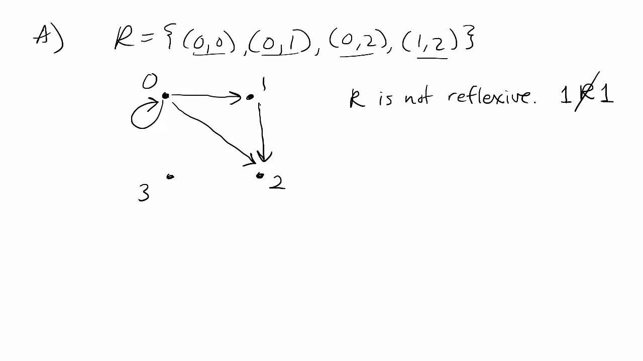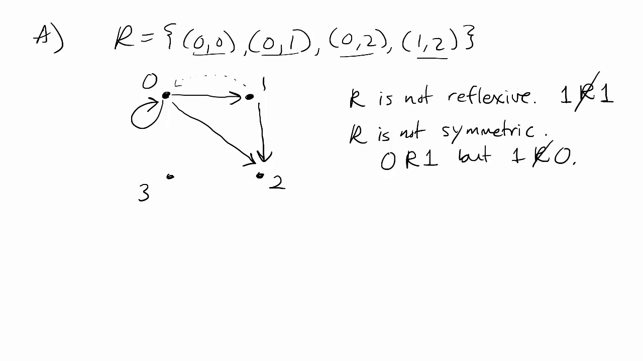Now, is it symmetric? That means, for example, if 0 is related to 1, then 1 has to be related back to 0, which is not the case in any of these. So we're going to say R is not symmetric. And just give one example. One example would be that 0 is related to 1, but 1 is not related back to 0. You could also say that 1 is related to 2, but 2 is not related to 1. So there are different examples you can come up with.